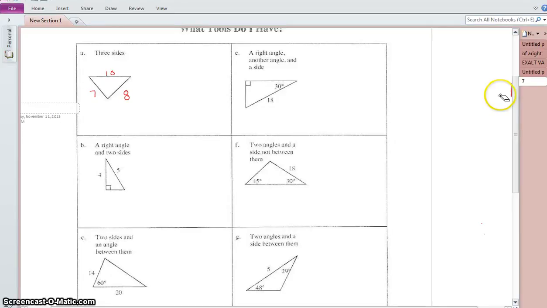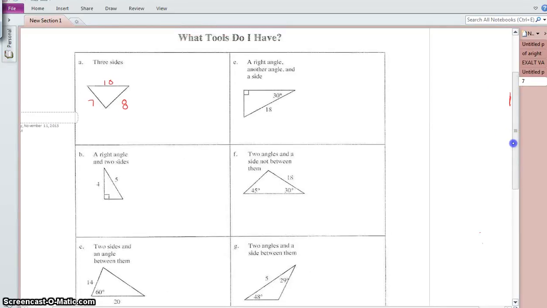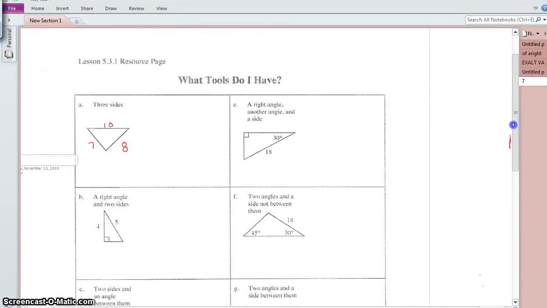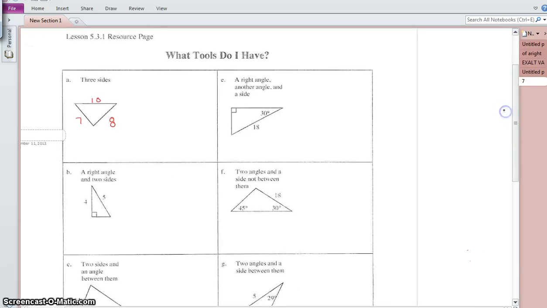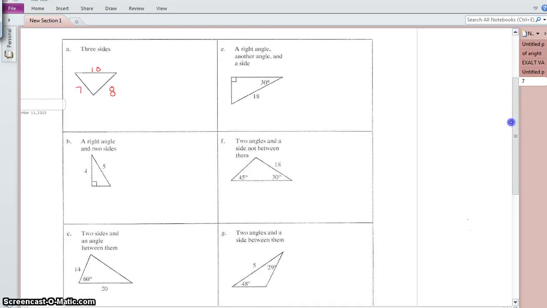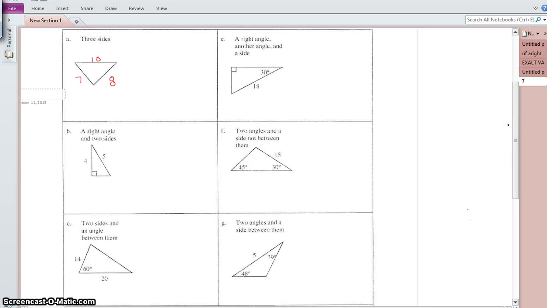So we had kind of a rough start this morning with this handout called What Tools Do I Have? So find your 5.3.1 resource page. It's attached to today's assignment. If you can't find it, print another one. And let's start with A.